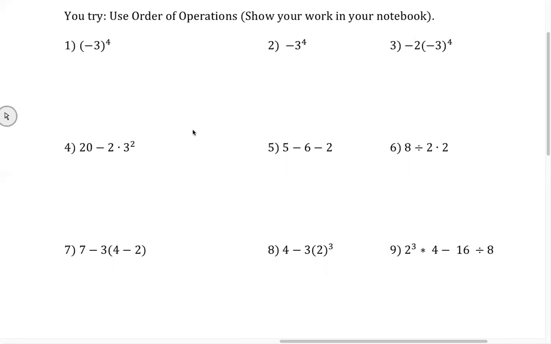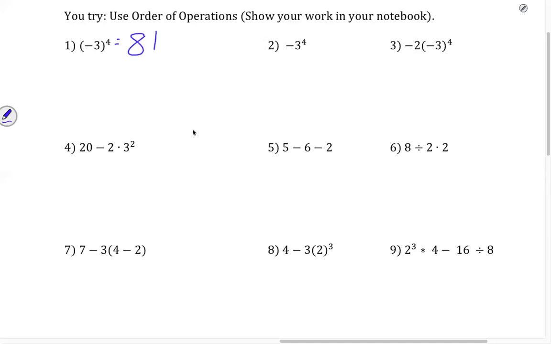Negative 81. Close. Did you use a calculator? Yeah. I bet you forgot to put in parentheses, didn't you? Yeah. It makes a big difference here. Put in the parentheses and see what happens. So do -3 in parentheses to the 4th power. And I bet it changes. What'd you get? 81.